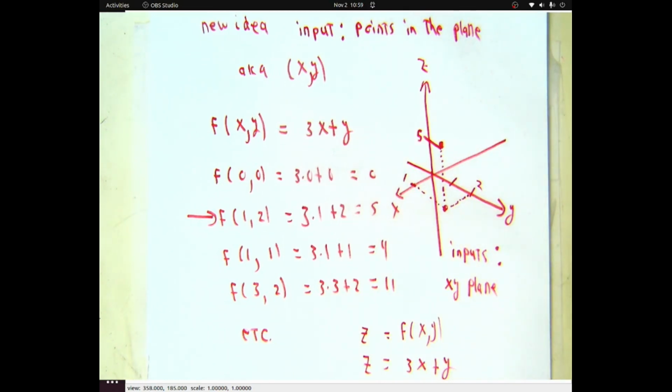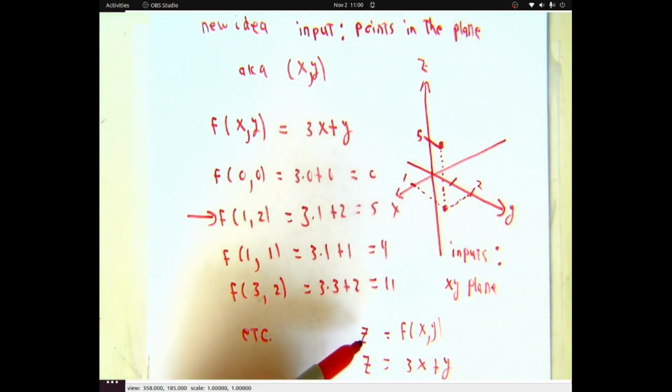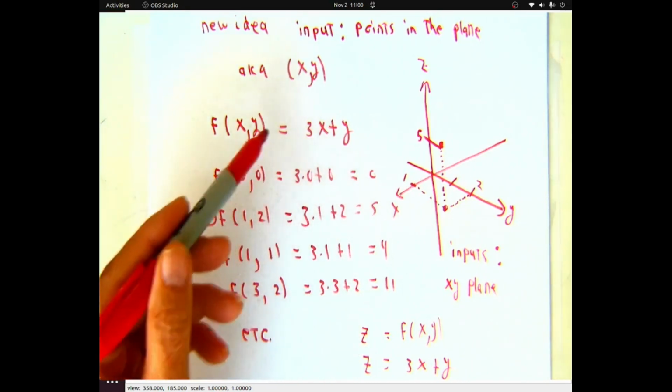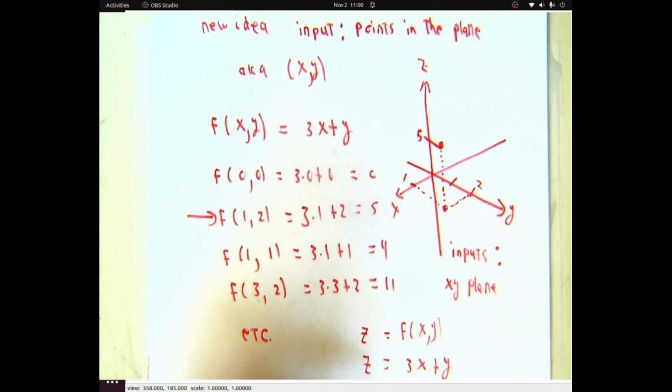So in analogy with the single variable case, where y equals f of x gives me the graph of the function, for a function of two independent variables, x and y, the graph of the function is going to be the graph of the equation z equals f of x and y, which in this particular example is z equals 3x plus y. Obviously, given any pair of numbers, x and y, I can get a z to go with it. If I plotted all such things, then I would have the graph of the function.